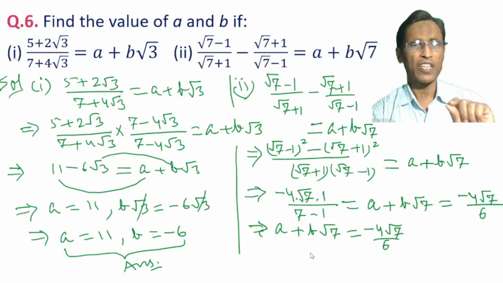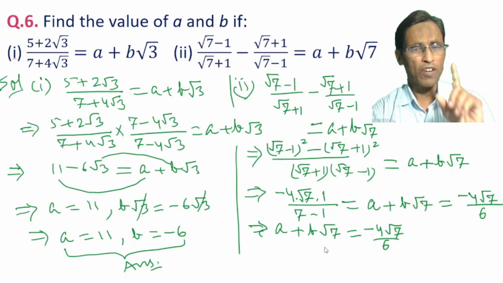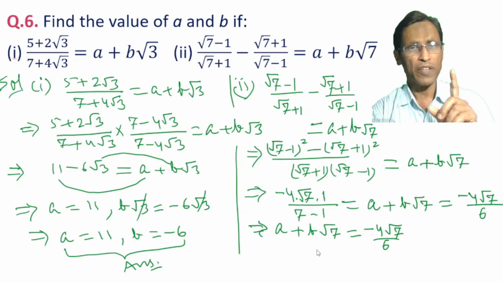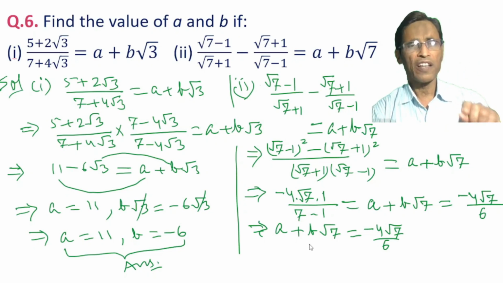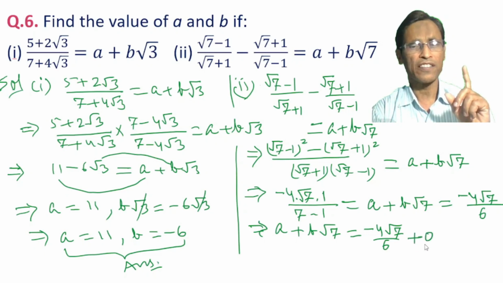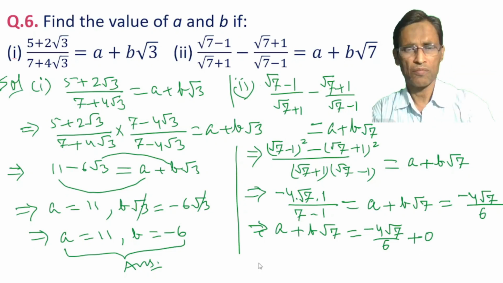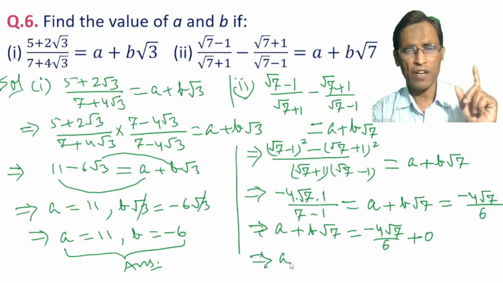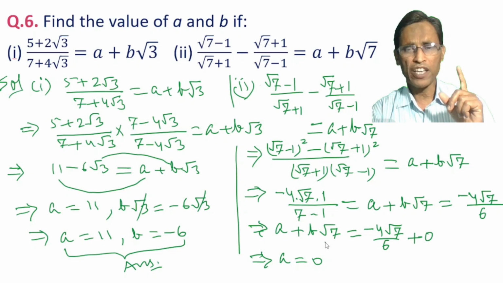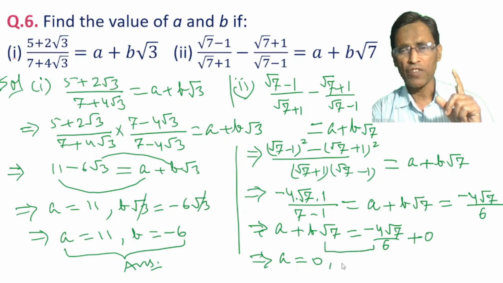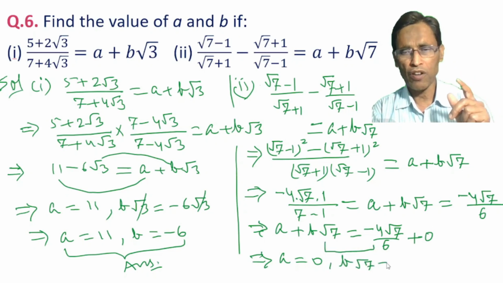Now, by the same logic as we made in the first equation, rational part will be equal to rational part and irrational part will be equal to irrational part. However, there is no rational part in RHS, so we can take 0 as rational part in RHS with the sign of plus. Therefore, this gives the value of a as 0. By equating these two terms, we have b root 7 equal to minus 4 root 7 by 6.